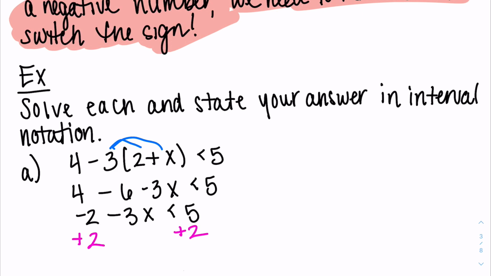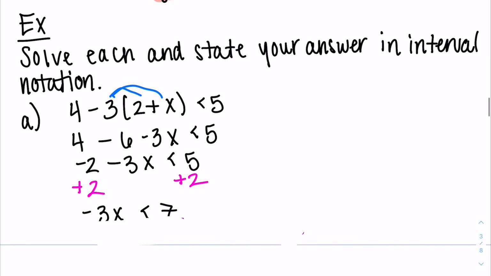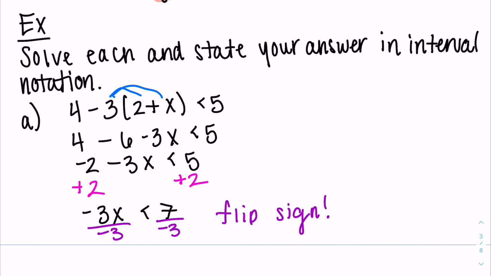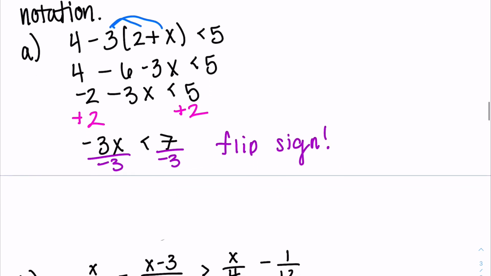Bring the 2 over to the other side. And so we get -3x is less than 7. So dividing by -3 will give us our solution values for x. But because we're dividing by a negative sign, we have to remember to flip the sign. So this gives us x is greater than -7/3. So in interval notation, you start at -7/3, and you can go anything higher than that, so you can go to infinity.